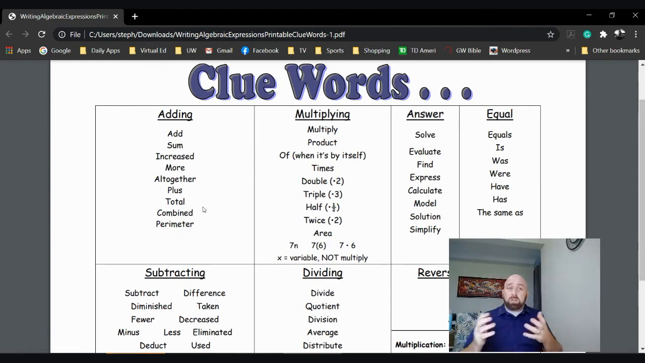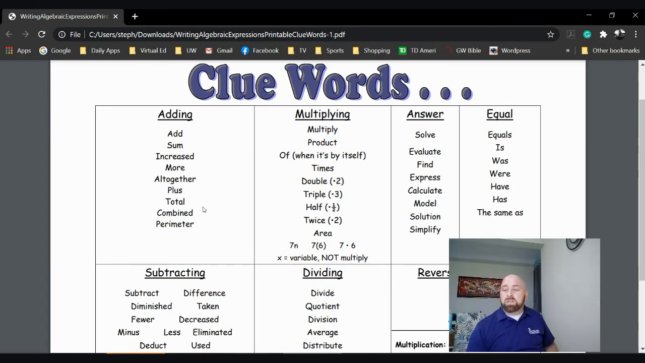The multiplying words. When you see these words in a story problem, you're going to be multiplying. Hang on for this first one again. This first one's kind of hard. Multiply. Product, that's the answer to a multiplication problem. The word of, and notice it says when it's by itself. So when you see the word of, like if it says 1/2 of 20, you would multiply 1/2 times 20. 10% of 100. So when you see the word of by itself, that means multiply.